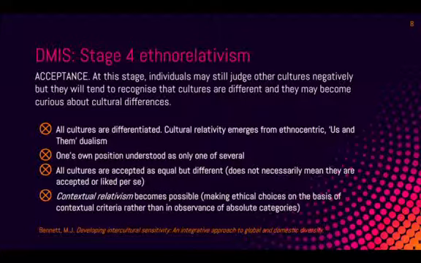So at this stage, all cultures are accepted as equal but different. Moving to the acceptance stage does not necessarily mean other cultures are accepted or liked, but they are accepted as existing and having a right to exist. At this stage, we also find contextual relativism, making ethical choices on the basis of contextual criteria rather than in observance of absolute categories. This is part of overcoming this very binary black and white a priori thinking, the very stuck in stone: this is how it is, and anything that doesn't fit into this framework is wrong.